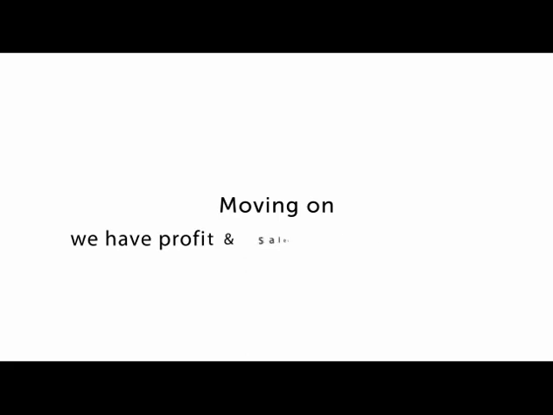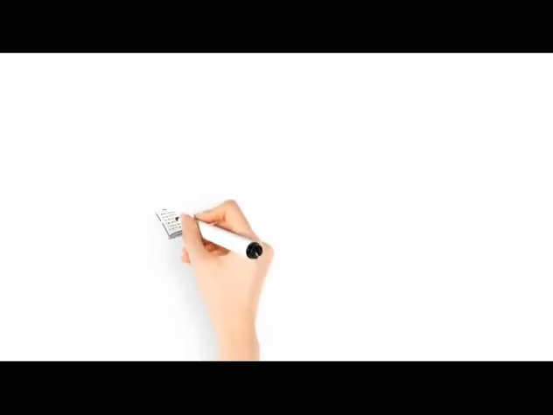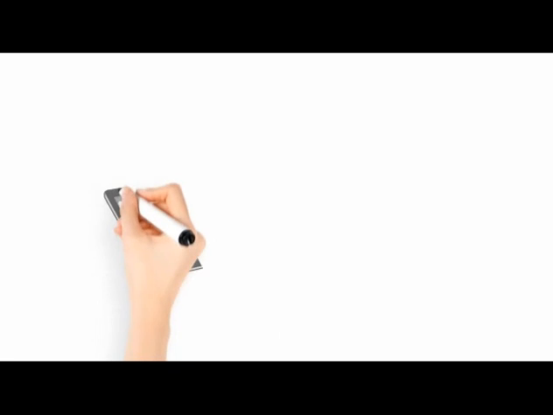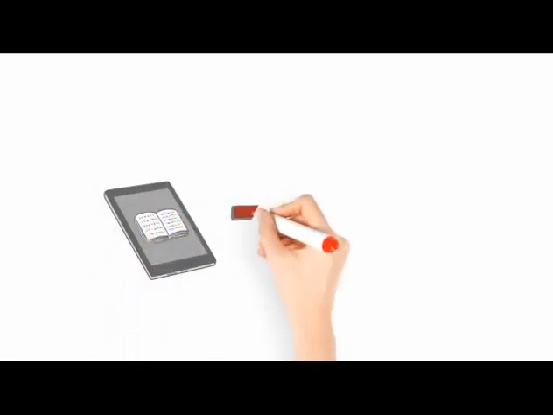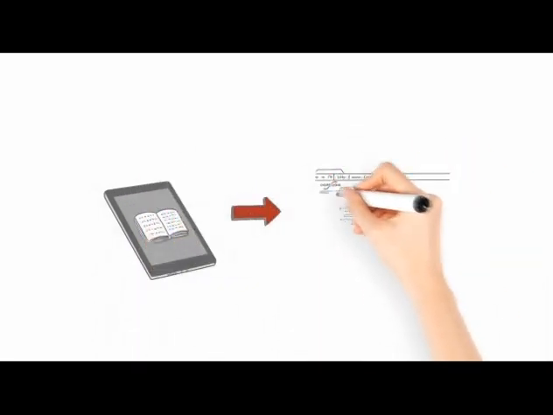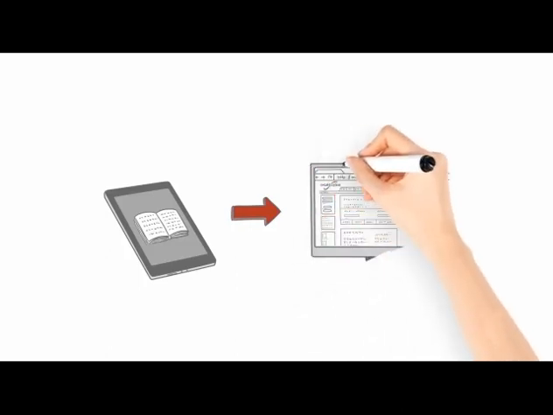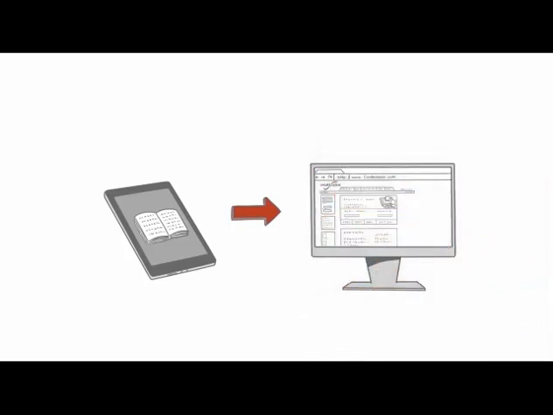Moving on, we have profit and sales boosting tip number three, which is an easy one that does incredible things for your ebook sales, and that is to take your better selling ebooks and turn them into a physical book using a service like CreateSpace, which incidentally is also owned by Amazon.